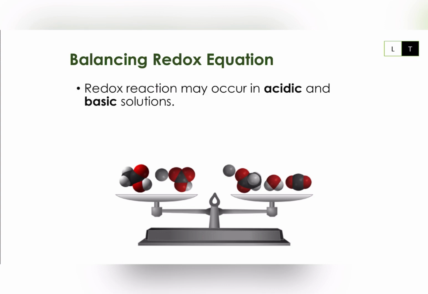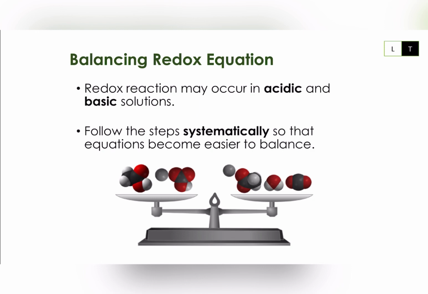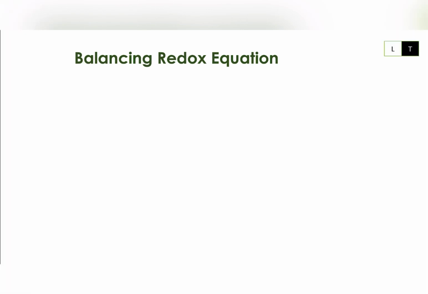For your information, redox reaction can occur in two conditions. The first one is acidic and the second one is basic. Let's follow the steps systematically so that you can balance the equation in an easier way. I will introduce to you the acronym RAO CHAIR.